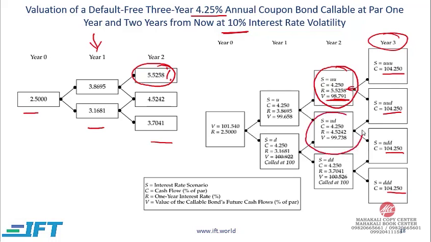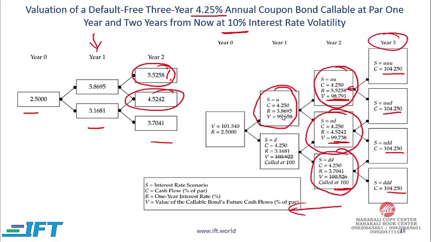We follow the same process at the other nodes. So at this node, the relevant rate is 4.5% and the value is this. And then at the bottom node, the rate is 3.7%. We get a value of 100.5. This needs to be written down to 100 because the bond is callable at 100. We then go back further. With this node, the rate is 3.8695. That's coming from here.